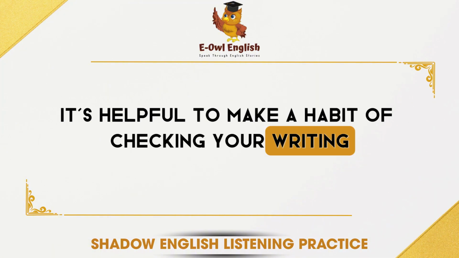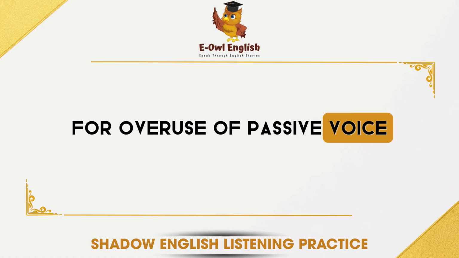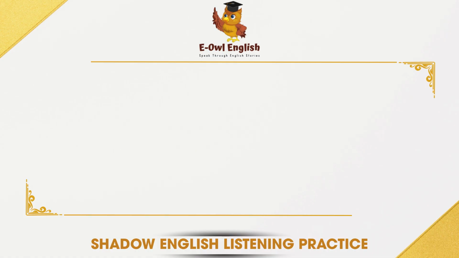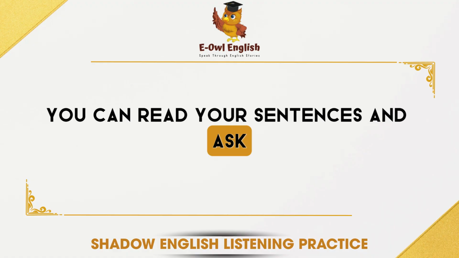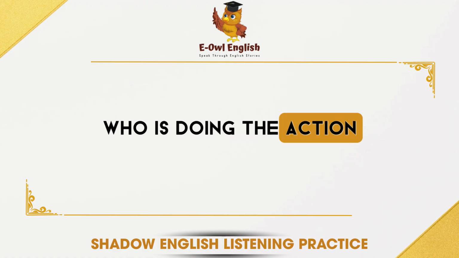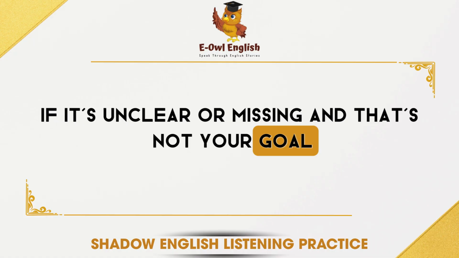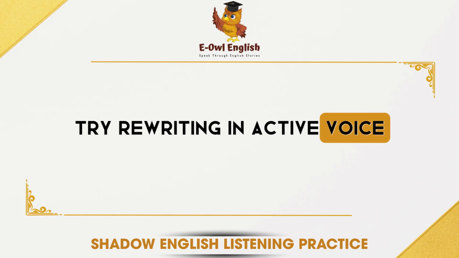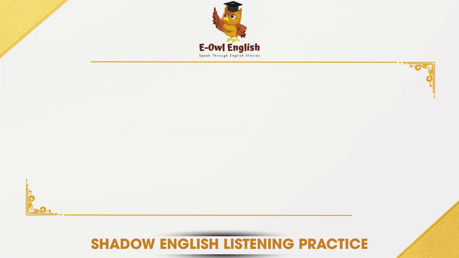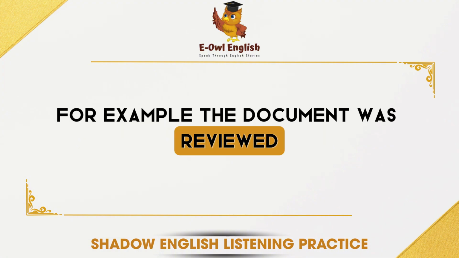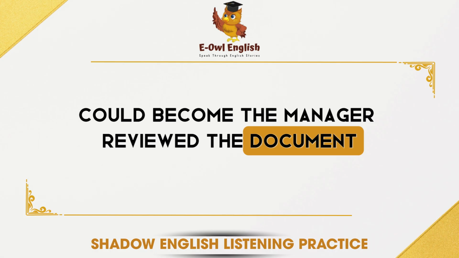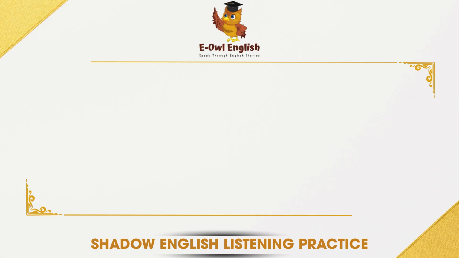It's helpful to make a habit of checking your writing for overuse of passive voice. You can read your sentences and ask, who is doing the action? If it's unclear or missing, and that's not your goal, try rewriting in active voice. For example, the document was reviewed could become the manager reviewed the document, which sounds stronger.